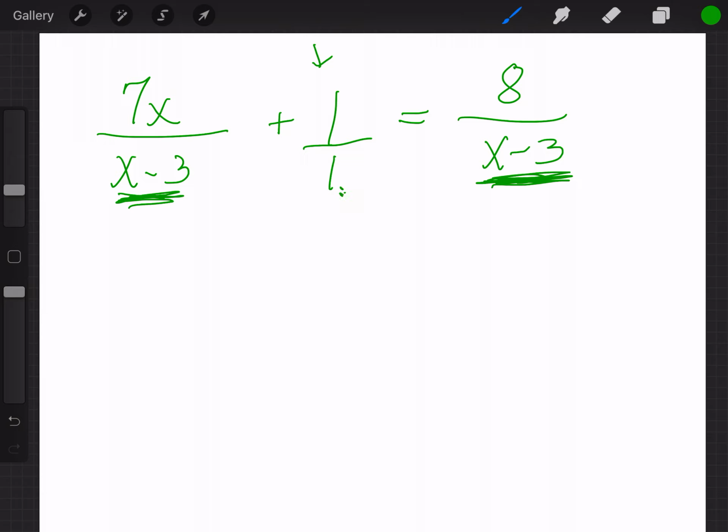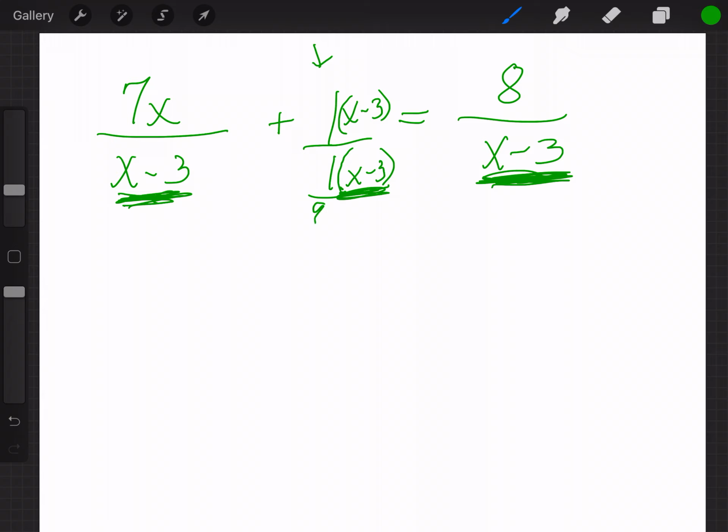Basically, I need this one to be x minus 3. So that means I'm going to put an x minus 3 here. And whatever you put on the bottom, you put the same thing on the top. So notice that still would reduce to be the one that we started with, but we don't want to reduce it because then it would defeat the purpose. But now you've got a common denominator on all of these.